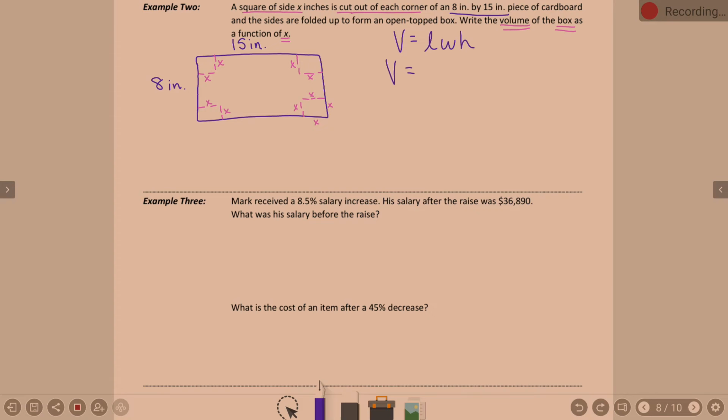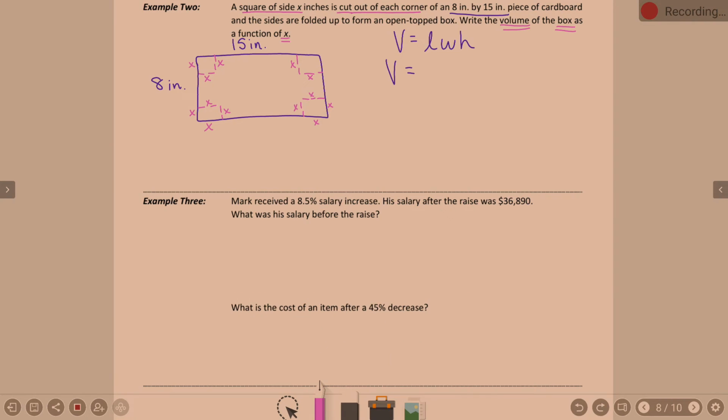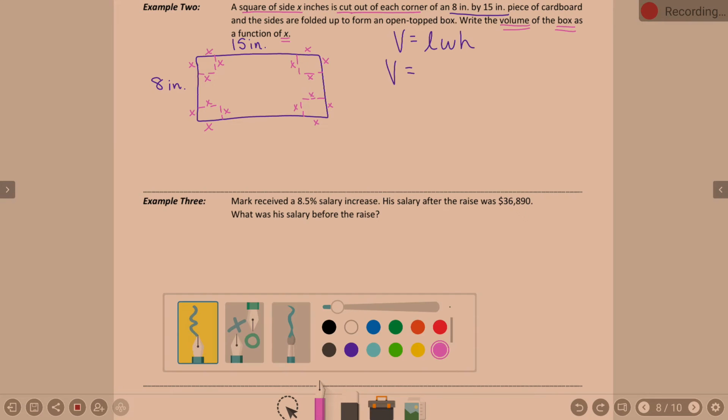Thoughts on the length of this box after I cut the corners out and fold up the flaps? 15 minus x. No, 2x. Because there's two squares on both sides. And I didn't write all those in, but I probably should. That's a lot of x's there.